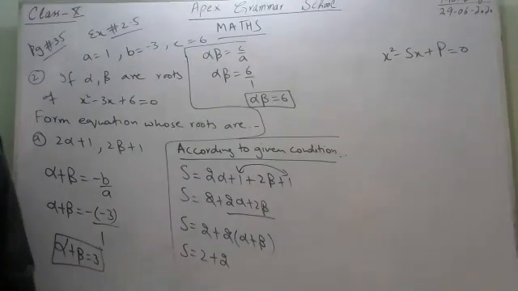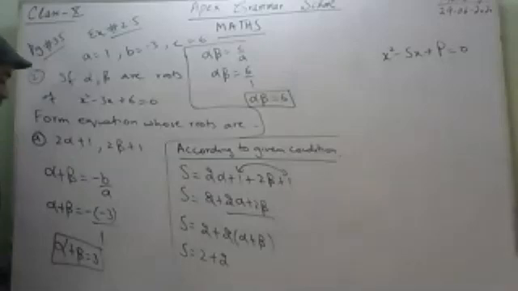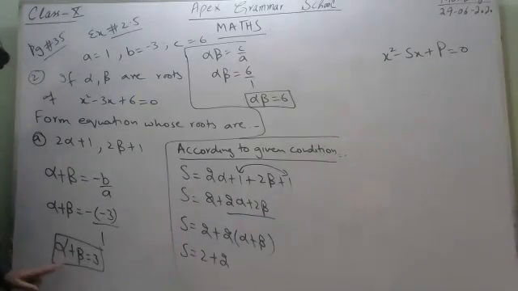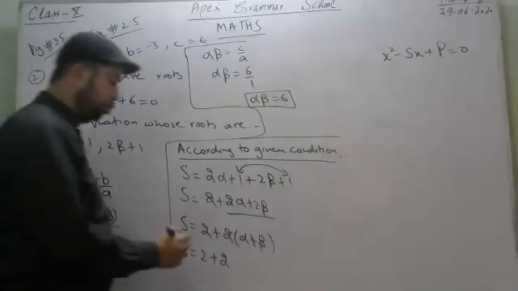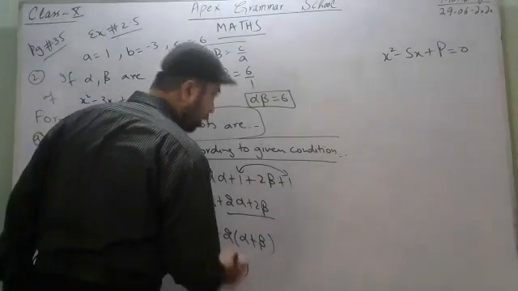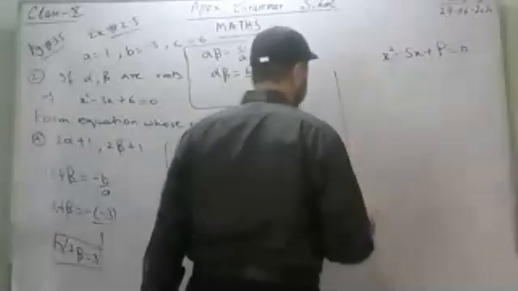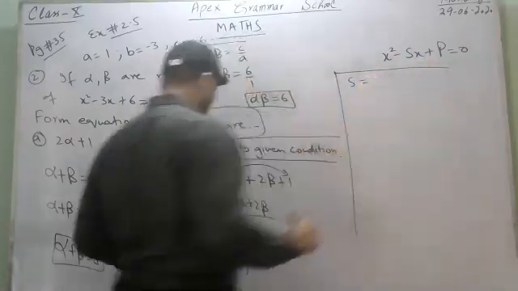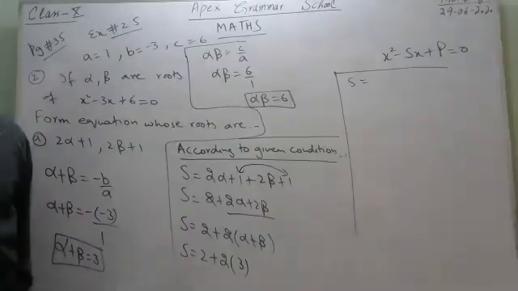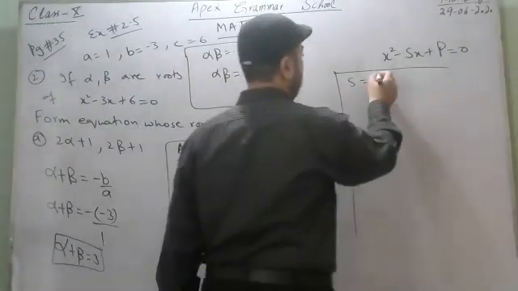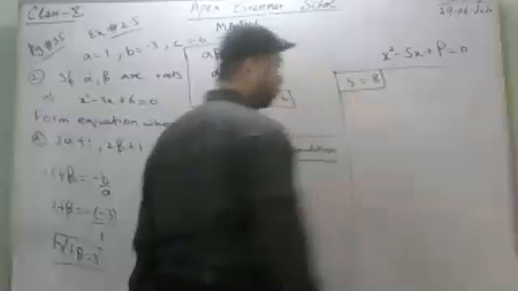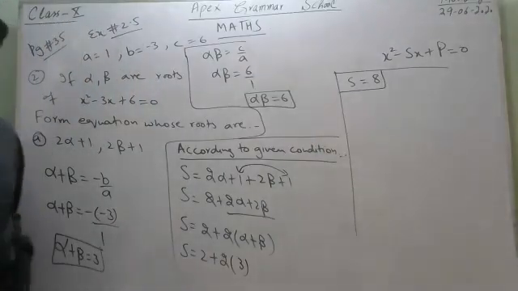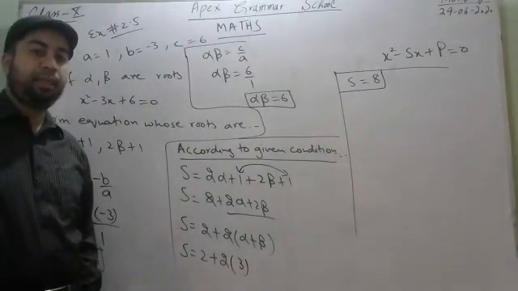Now, what will be the situation? You know that we have the alpha plus beta value, that is 3. So put it in this. Now find the value of S. S is equal to 2 plus 2 times 3, which is 6, and 6 plus 2 makes 8. I hope you got this scenario.